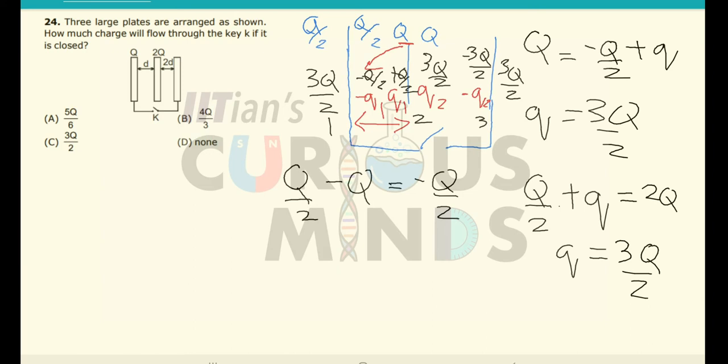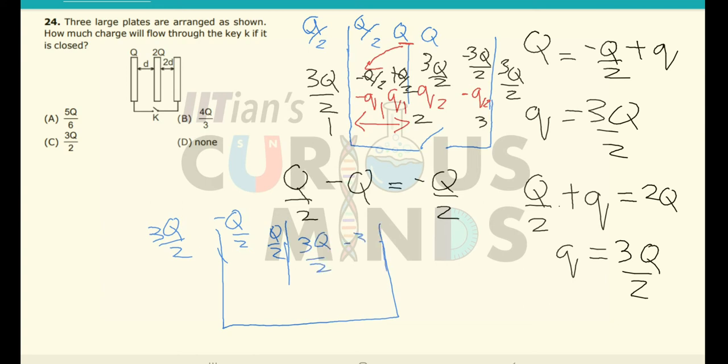When I connect the switch, I will draw this circuit again. The initial charges on each plate are: on the first plate there is 3Q divided by 2 on the left and negative Q by 2 on the right. On the center plate there is positive Q by 2 on the left and 3Q by 2 on the right. On the third plate there is negative 3Q by 2 on the left and 3Q by 2 on the right.